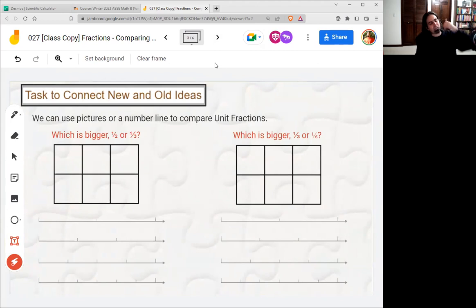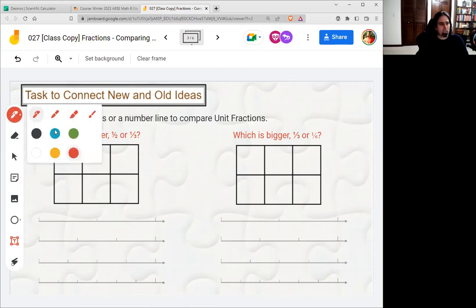We want to be able to compare them. So which is bigger, a half or a third? And we've already done the more advanced version of this when we talked about 3/8 and 2/4. So this is easier than what we've already done. Sometimes people like to draw pictures with a rectangle. Sometimes people like to use a number line. We have both methods right here.